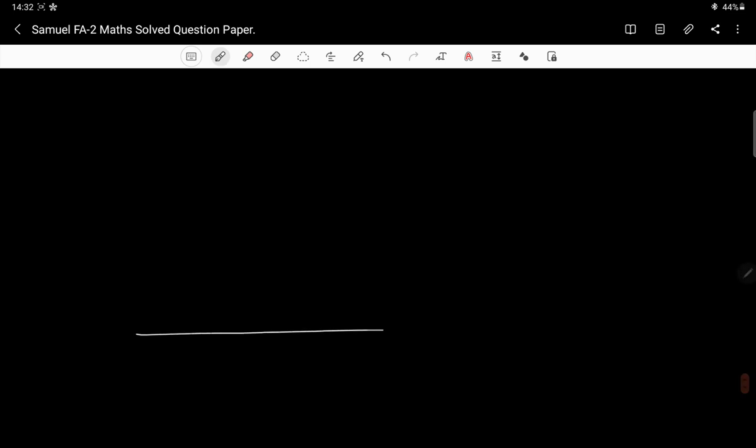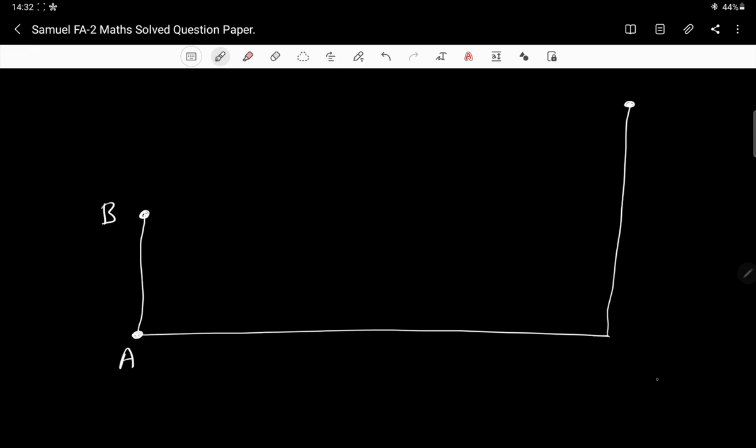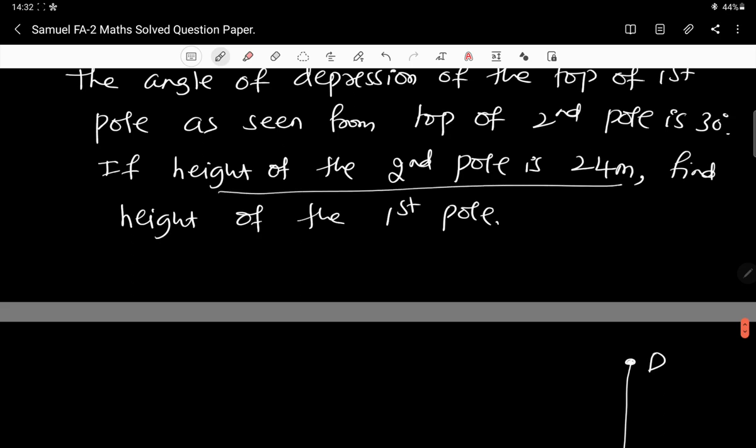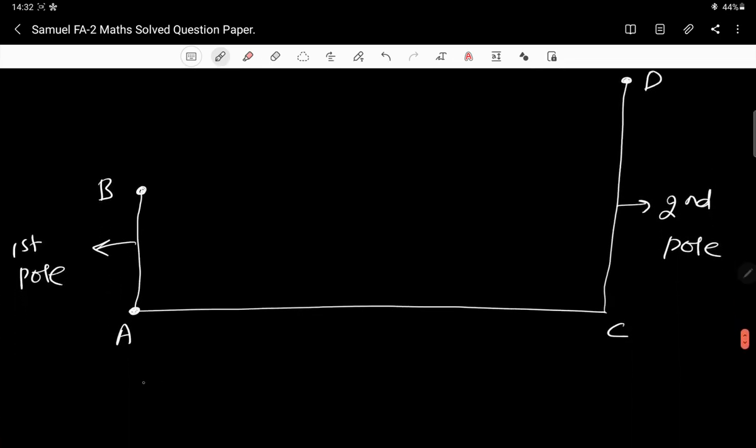Now definitely there is a ground here. I am going to have one pole here. This is the first pole, correct? And this is the second pole, correct? So let me name it as AB, AB as the first pole and CD as the second pole. You can write that. So AB is the first pole, and DC or CD is the second pole. And second pole height is given. They have mentioned height of the second pole is 24 meter. So we are going to write it as CD is equal to 24 meter, which we are going to use.